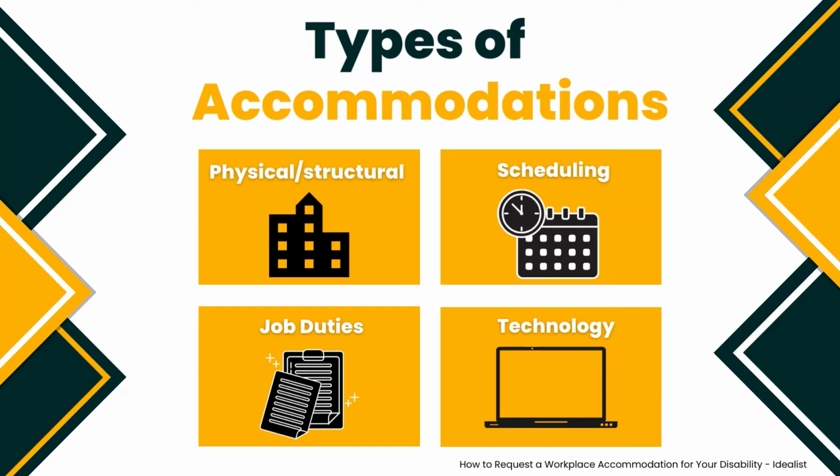Here are some types of accommodations. Physical or structural. This could be a change to a physical space or building, such as accessible entrances and exits, or accessible desk and office spaces. Scheduling changes. Any change to your work schedule that fits your needs. Job duty accommodations, or technology changes. This could be related to technology or assistive devices needed to perform work tasks and access training materials.